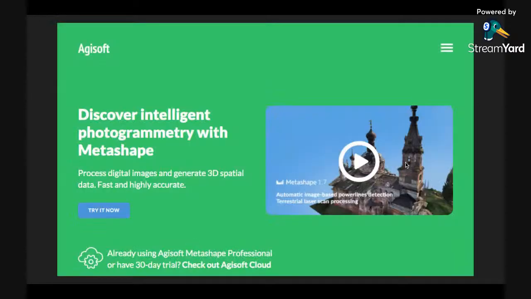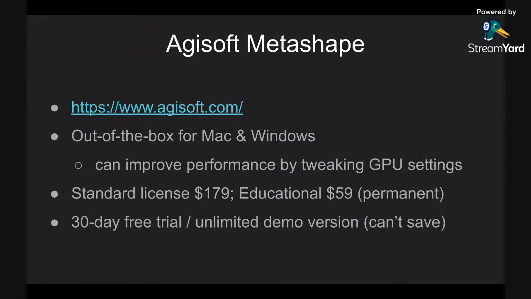So the first tool to talk about is Agisoft Metashape. This tool is the one that we'll be using as a demonstration tool and as a teaching tool for this summer school. You download it from the Agisoft website. It works pretty much out of the box for both Mac and Windows on all platforms. You can improve the performance, as you can with most tools, by tweaking your GPU settings.